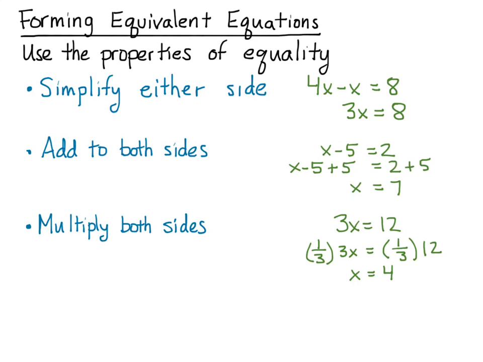So there's really 2 values that you can't use when you're multiplying both sides. One of them is 0. You can take any equation and multiply both sides by 0, and you end up with 0 equals 0, which is really, you've lost all the meaning of your equation. And it's not necessarily equivalent either.